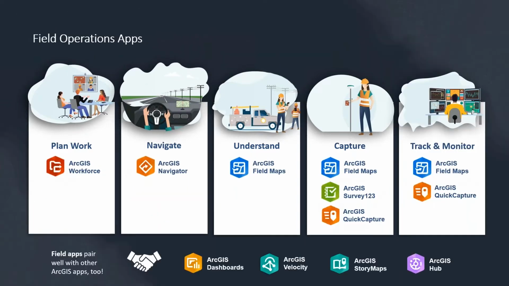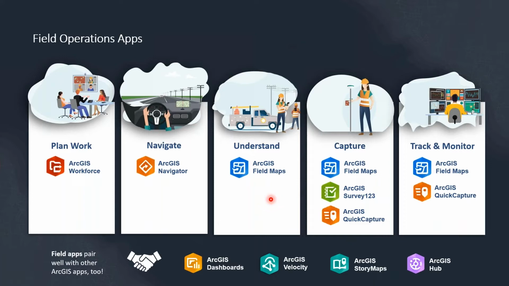Currently, Esri has 5 distinct apps that help our mobile users do their work more efficiently. Starting on the left with Workforce. Workforce helps you plan and assign tasks to mobile workers. Navigator provides turn-by-turn voice-guided directions to your mobile fleet, even while offline. Field Maps is the newest app, and it combines the functionality of Explorer, Collector, and Tracker, which are our legacy apps that used to provide the understanding, capture, and tracking capability.